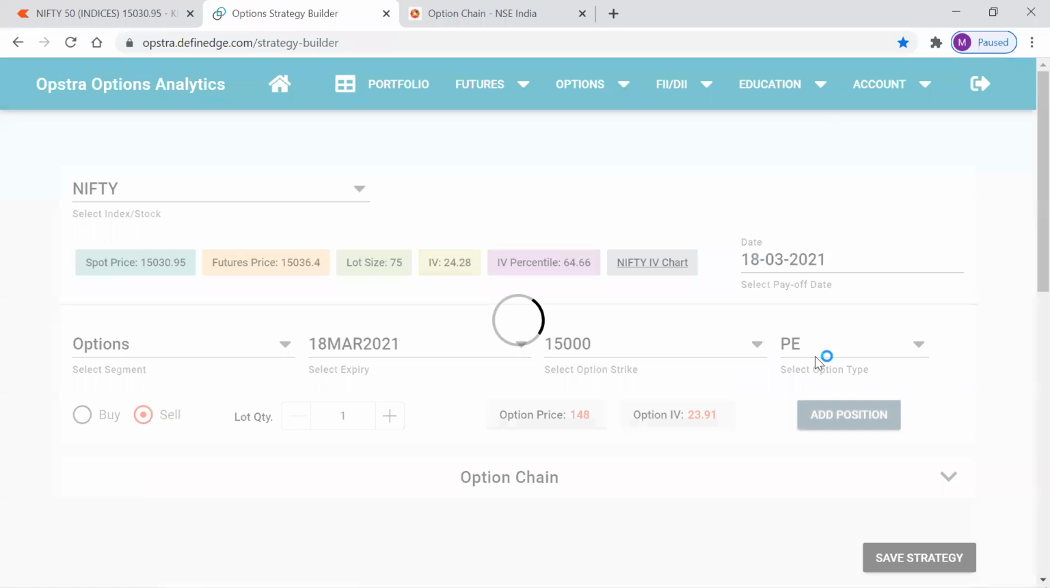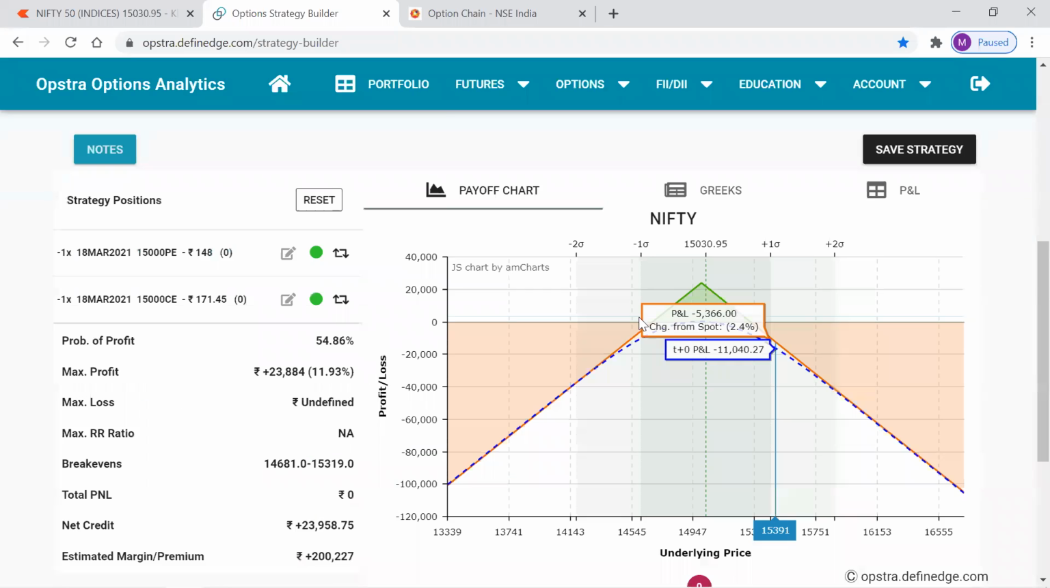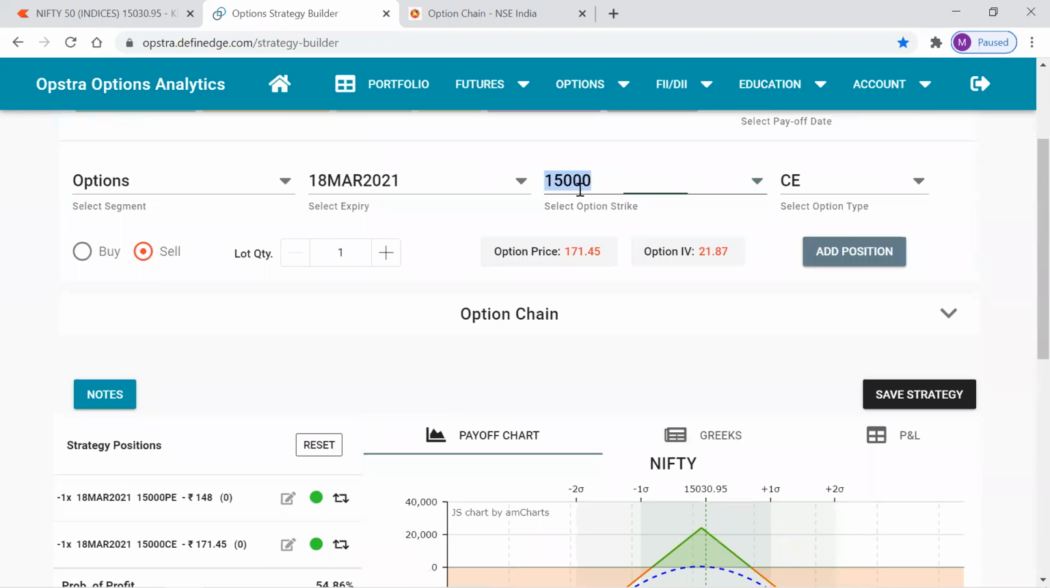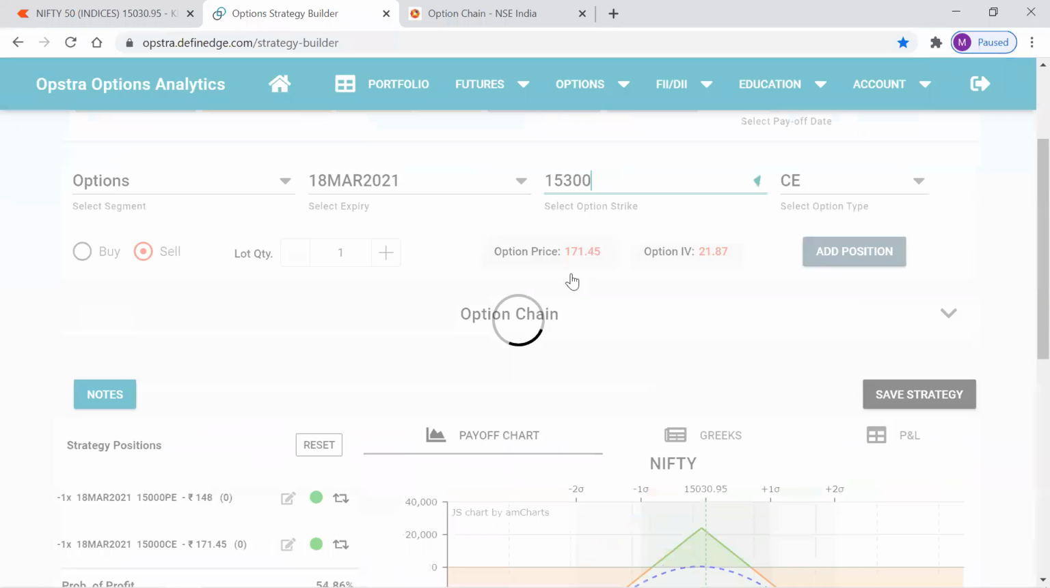I'll be selling a put option and a call option. So this is a short straddle. Now add the premiums, 148 plus 171. So it's close to 300, right? Yeah, 170 plus 130 or 4. Okay, close to 300. So add 300 to 15,000. So it will be 15,300.